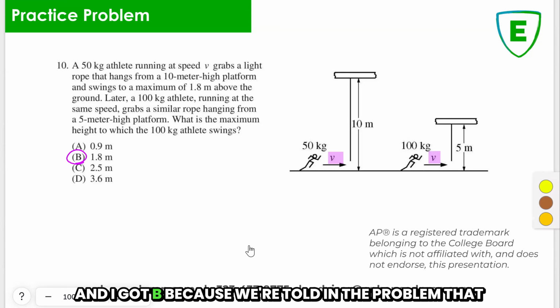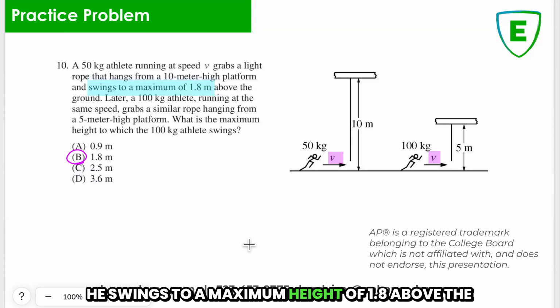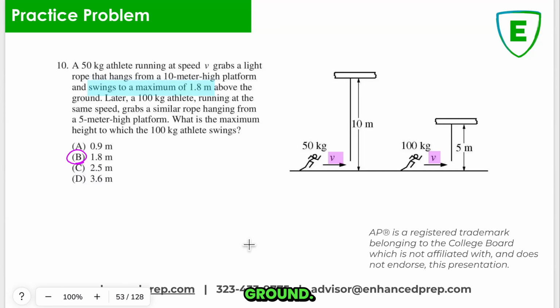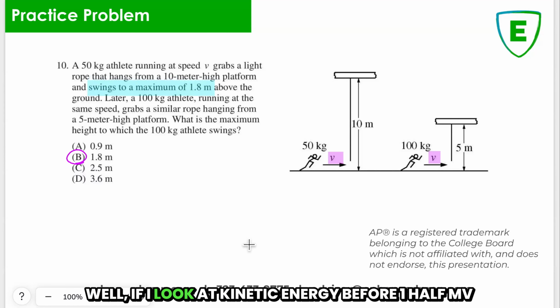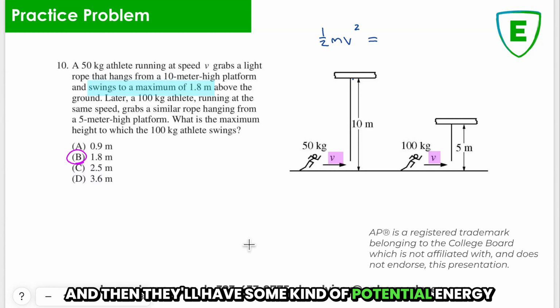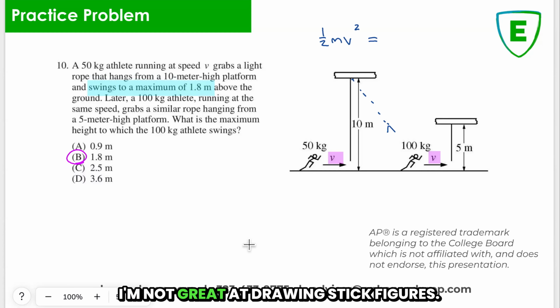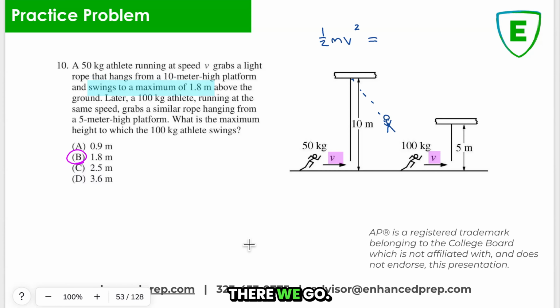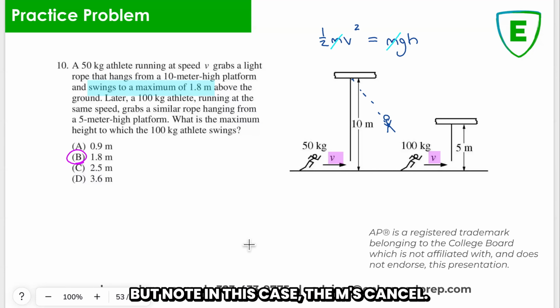And that's B. I got B because we're told in the problem that he swings to a maximum height of 1.8 above the ground. So why doesn't mass matter? Well, if I look at kinetic energy before, 1/2 mv squared, and then they'll have some kind of potential energy after. I'm not great at drawing stick figures. There we go. And that will depend on mgh. But note in this case, the m's cancel.